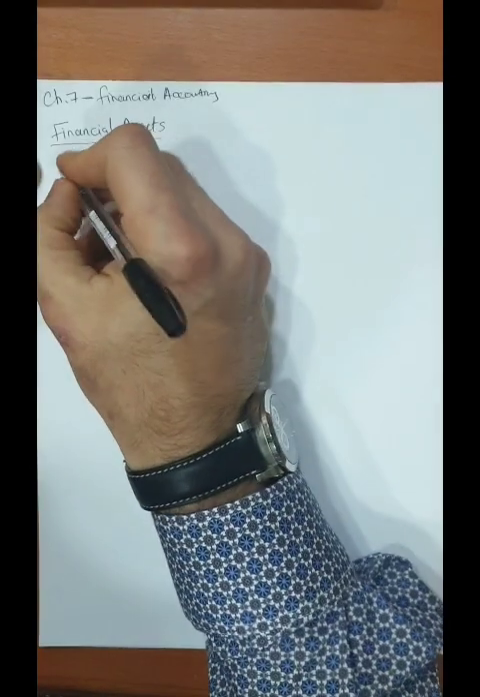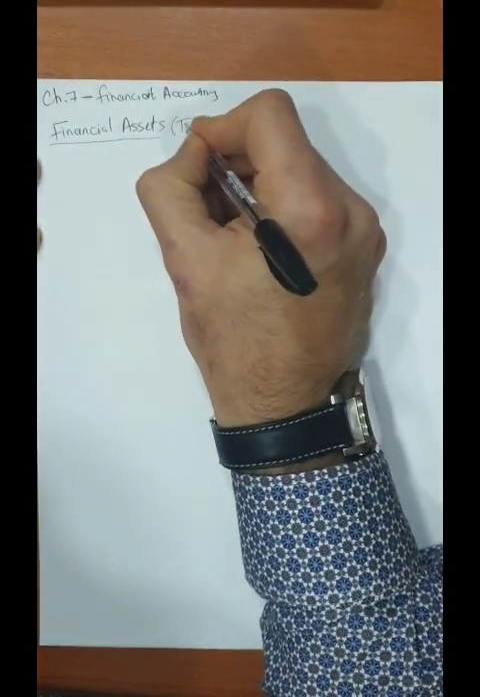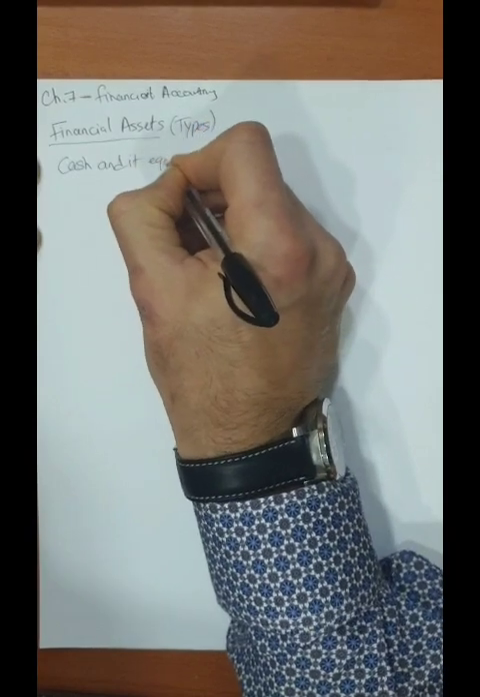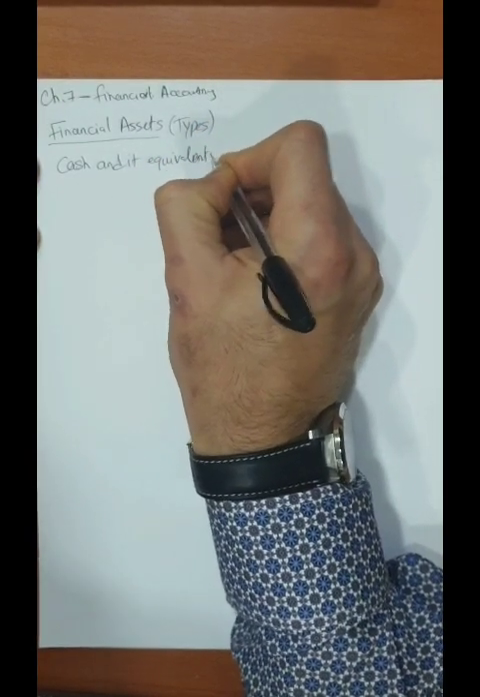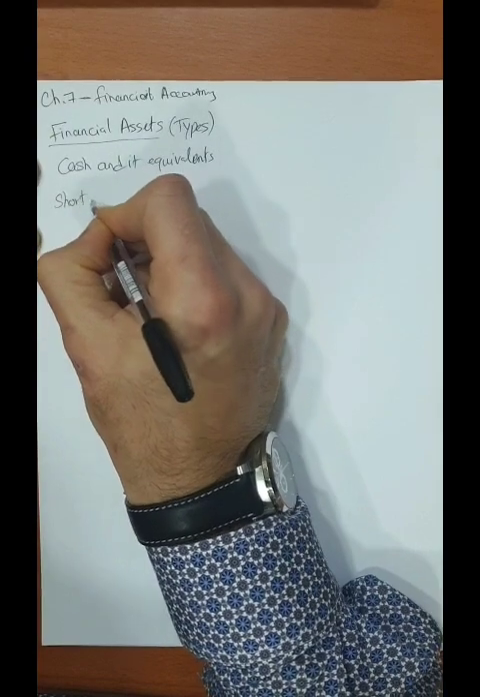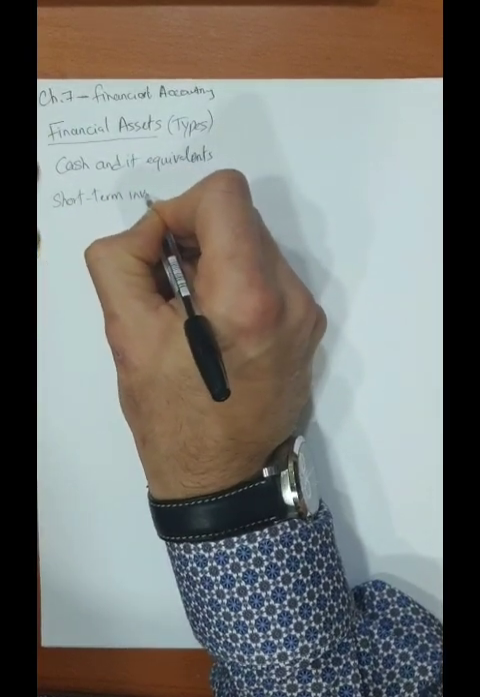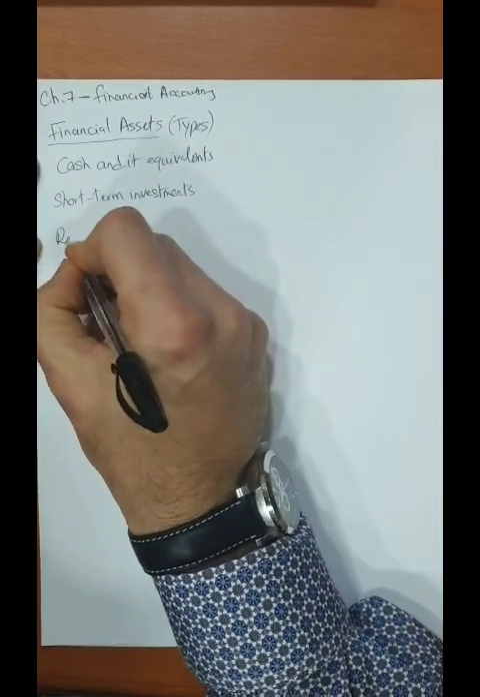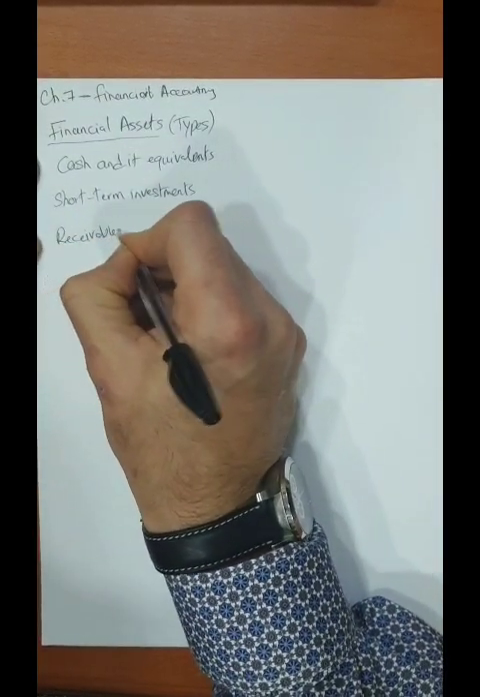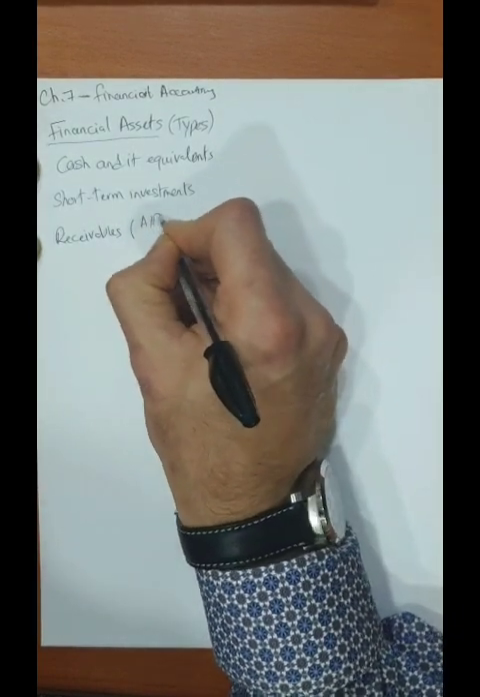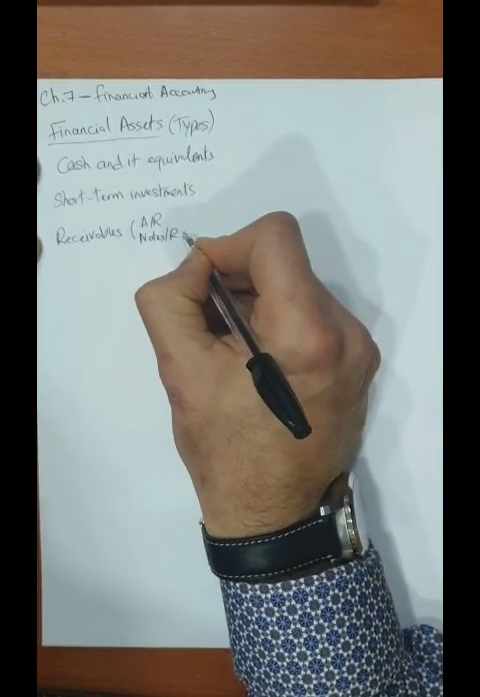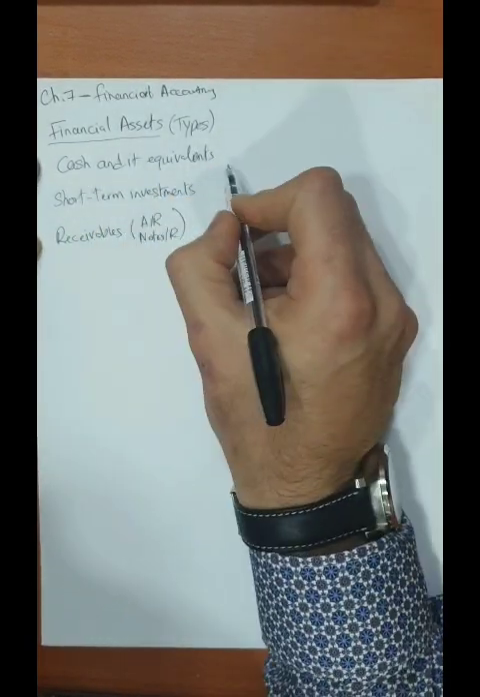To start with, we have a set of types. So, types of financial assets. We will start with cash and its equivalents. We have something called short-term investments, and finally receivables. And when I say receivables, I'm referring to the two types that we know about: account receivables and notes receivable.